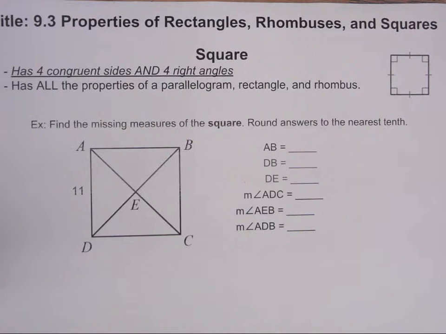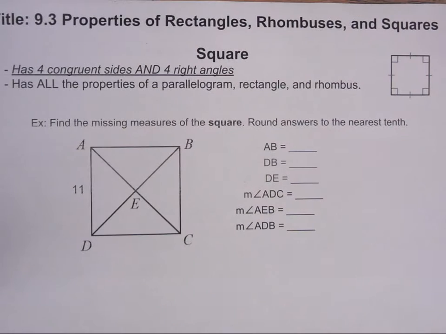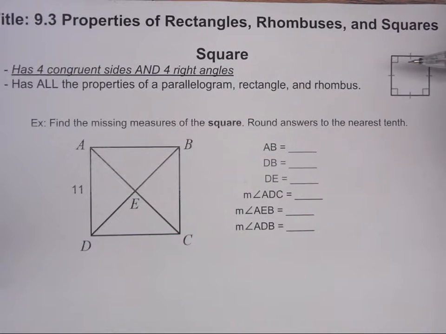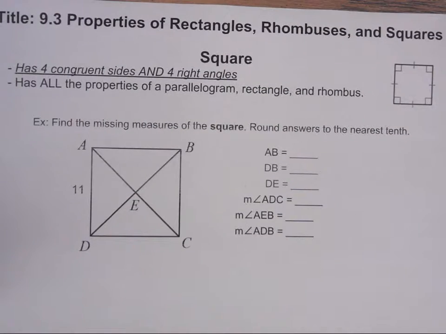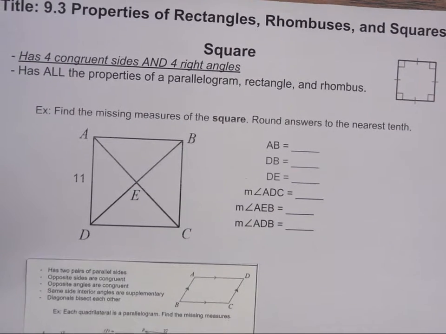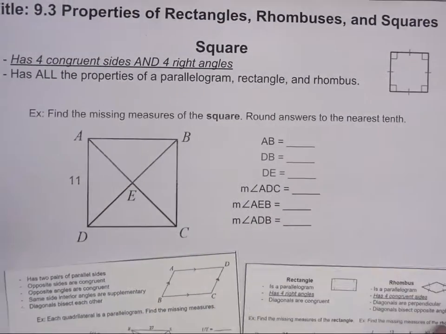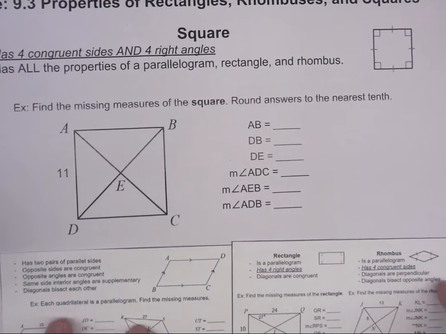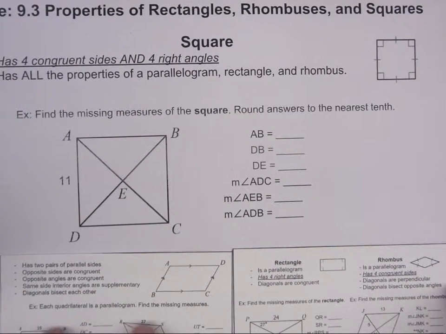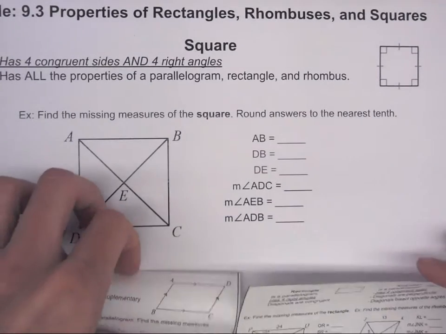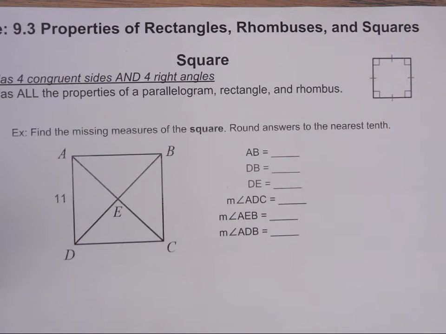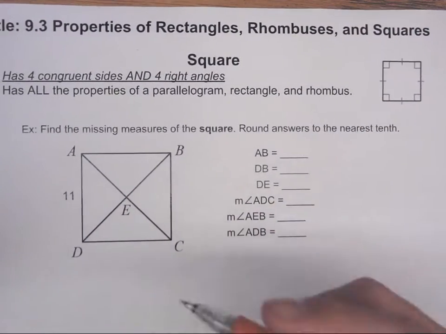Alright, so a square has 4 congruent sides and 4 right angles this time. It has all the properties of the things that we discussed earlier. It has all the properties of a parallelogram. It has all the properties of a rectangle and a rhombus. So, yeah, it's pretty crazy. But anyway, we'll go into that in depth soon.